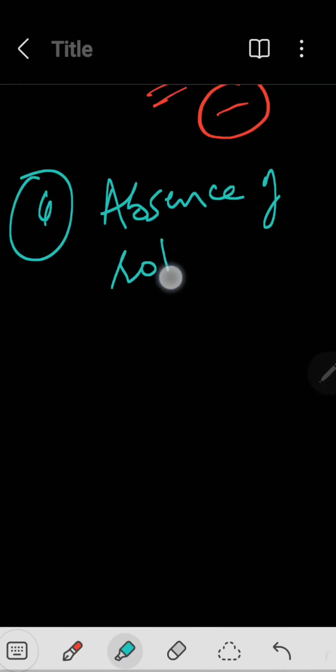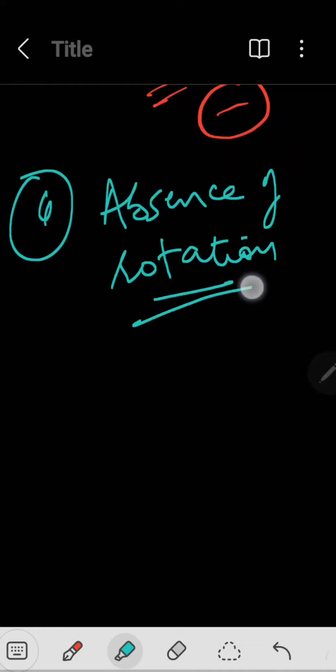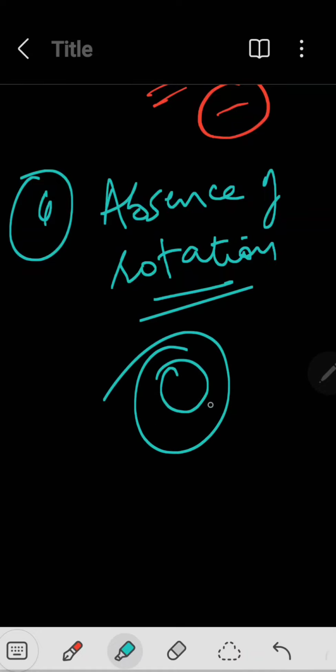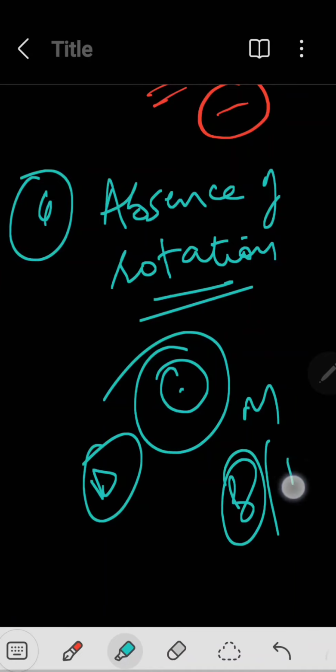The next of Andrew's keys of occlusion is absence of rotation. It is said that normal occlusion is characterized by the absence of any rotation; the teeth should not be rotated on their axis, either on the mesial side or the distal side, or placed on the buccal or palatal side. Rotated posterior teeth occupy more space in the dental arches as compared to rotated incisors because of the size and form of the tooth.